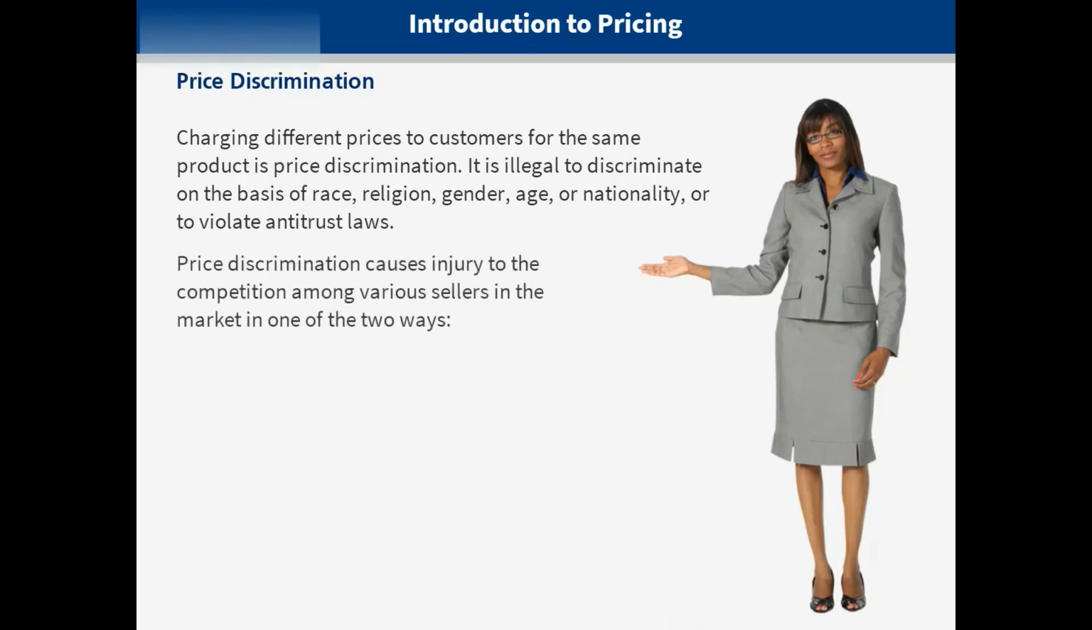Mostly, price discrimination causes injury to the competition among various sellers in the market. Injury can occur in one of two ways. Primary injury occurs when a seller offers a product for low prices to weaken his or her direct competitors. Secondary injury occurs when a seller offers a product for low prices to his or her favored customer, thereby allowing that customer to destroy his or her own direct competitors.